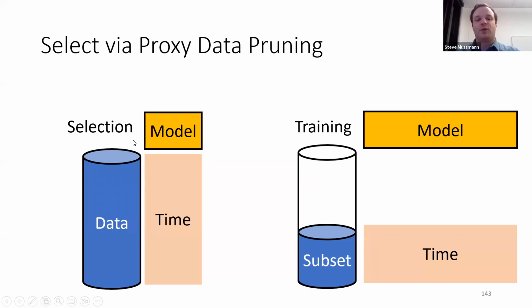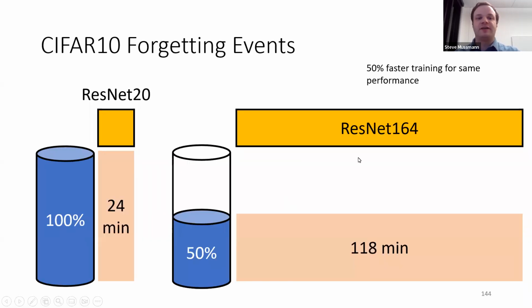So in this case, since we use a smaller model on all the data, and then the full model on a subset of the data, we might actually get some time savings. And sure enough, for CIFAR-10, we use ResNet-20 as a small model and ResNet-164 as a large model. We're able to cut about 50% of the data. Of course, we need to account for the overhead of the selection, but overall, we run about 50% faster training for the same performance. So you can swap out standard training with this sort of training and get the same performance, but in two-thirds of the time.